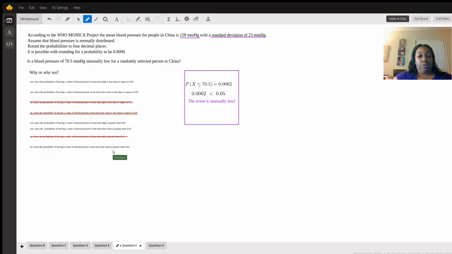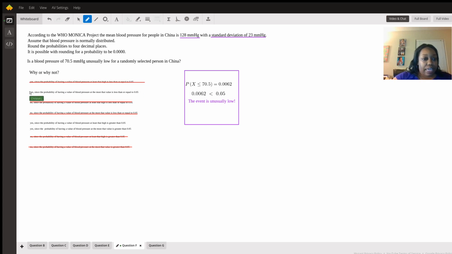Okay. No, no, no, no, no. All right. So now we're just left with the yeses. The first one says yes, since the probability of having a value of blood pressure at least that high is less than or equal to 0.5. The term "at least that high" means that 70.5 is the lowest value. And if you recall, we were looking at pretty much that number below. So that would knock this out because of that.